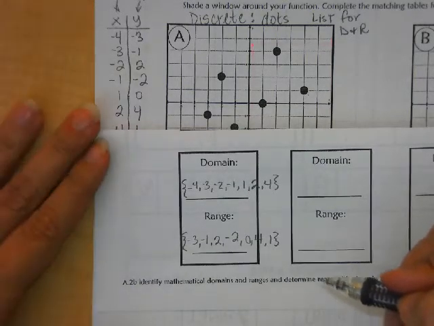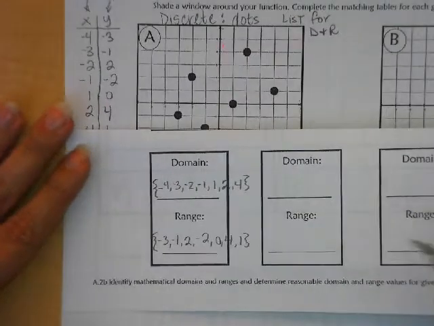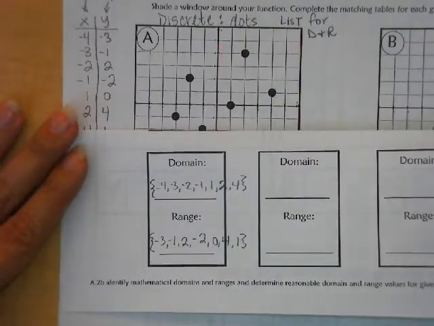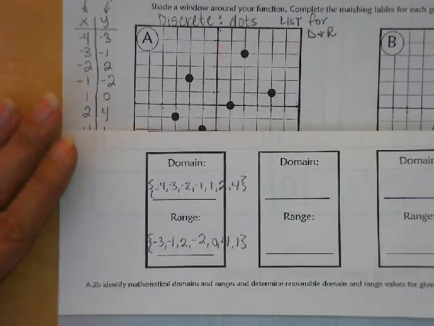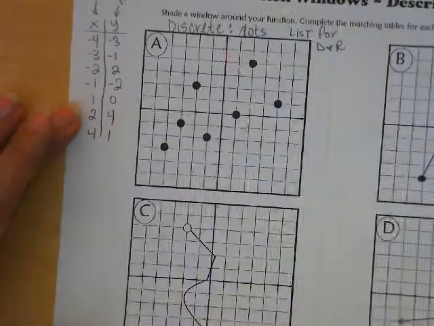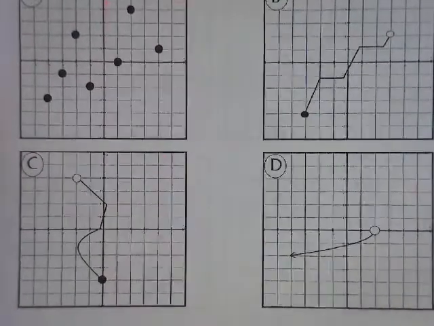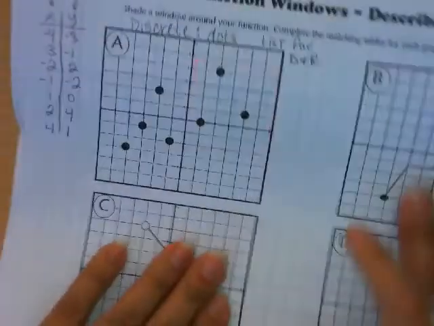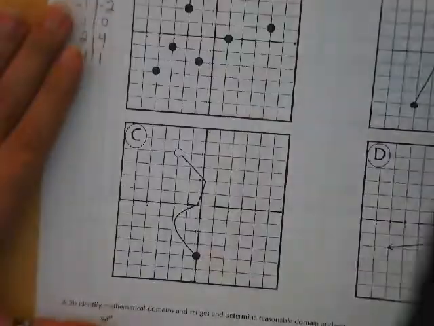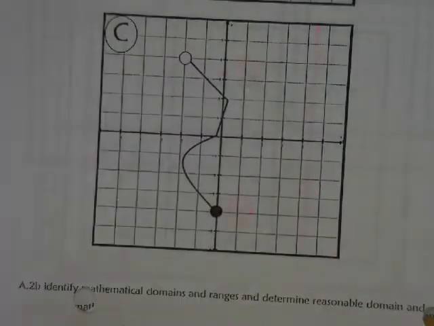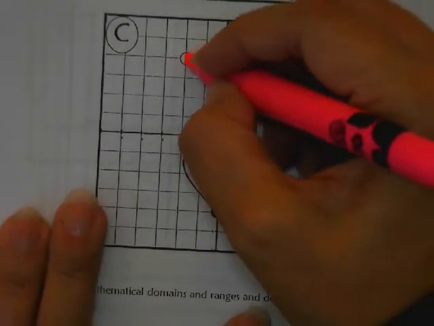Now, if you don't want to use this page down here with the tables and the domain and range, that's fine. You can just write next to the graphs like we've been doing, which is perfectly fine. I am going to ask you to try, remember it is a try assignment, B, C, and D. Now, I do want you to look at C really quick. I do want you to draw your function window like we've been drawing with your highlighter. I want you to look right here at C.